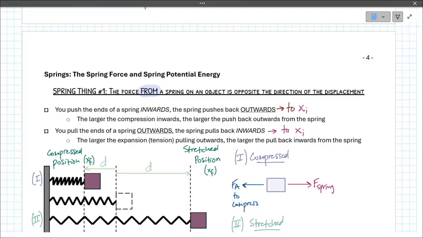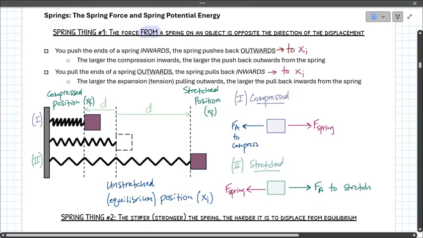Okay, folks, welcome back. This video is going to go over introducing another type of potential energy, which is the potential energy associated with a spring. So let's say we have a situation where we have a horizontal spring.